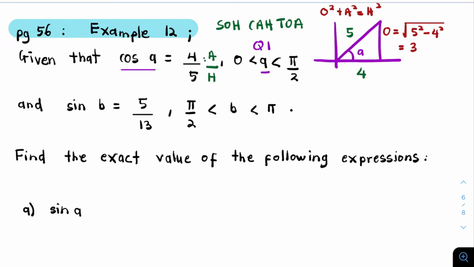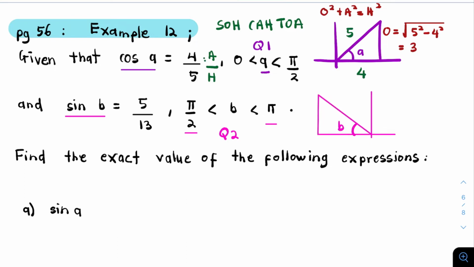Okay, then draw the second triangle, which is for sine B, 5 over 13. The angle B falls between pi over 2 and pi, which tells us that this one falls in quadrant 2. So draw your triangle in quadrant 2. Then this is going to be your angle B.